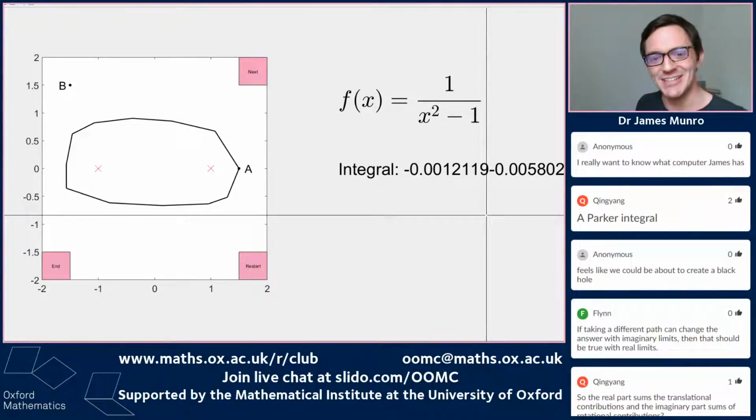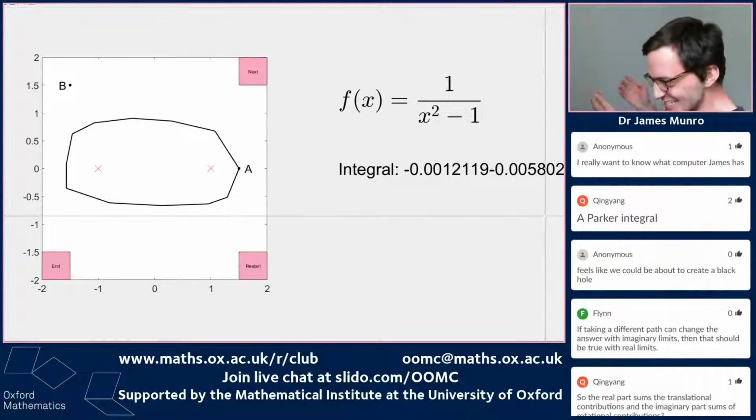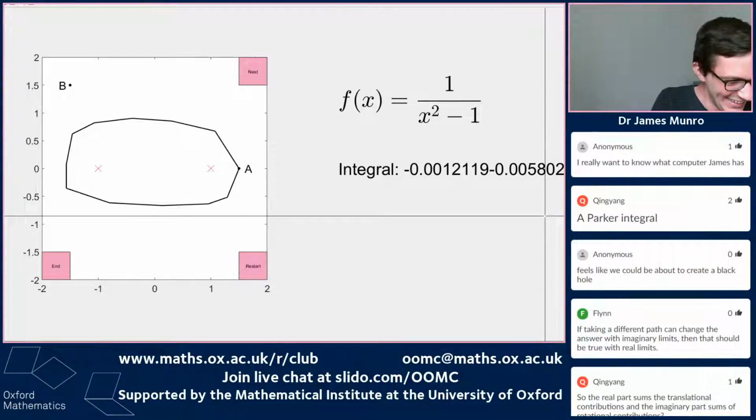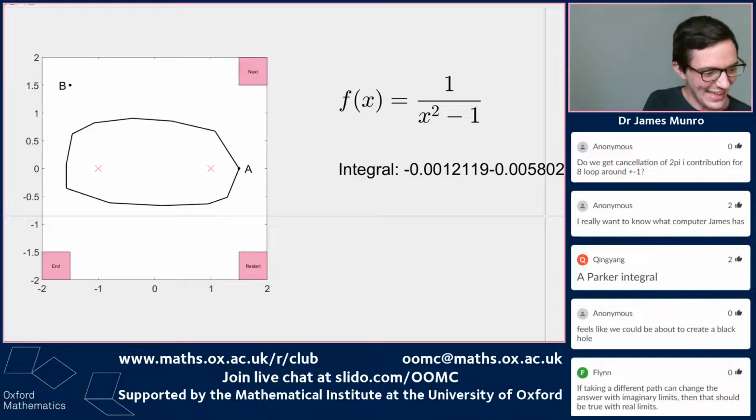Someone said a Parker integral. Come on. It's about 0. It's pretty good. It's got 0.005. That's pretty much 0. Yeah, here we go. That's about 0. Oh, this is a little bit different.